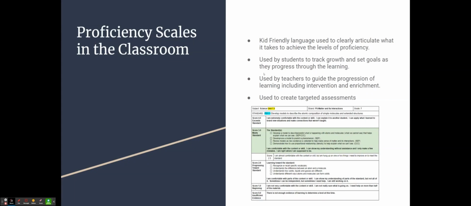We want them to be used by students to track their growth. A lot of teachers are implementing different trackers to go with this so they can track their different tests and assessments that they take, and be able to show and see where they are. We want them to use them for goal setting. Teachers are using them to really guide the progression of learning, to figure out who needs intervention and who needs enrichment. And then, of course, they are used to make very targeted assessments because in order to figure out where a kid is, we need to be able to ask very specific questions about what they know.